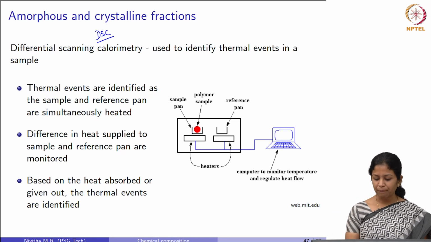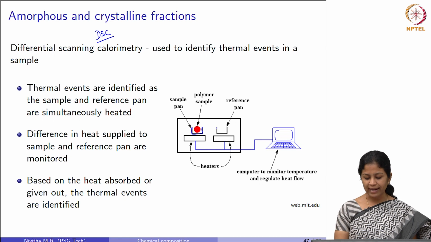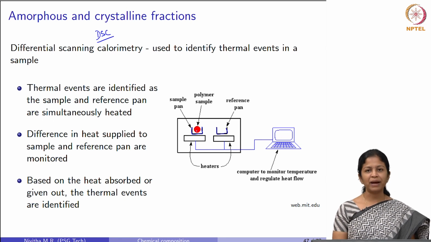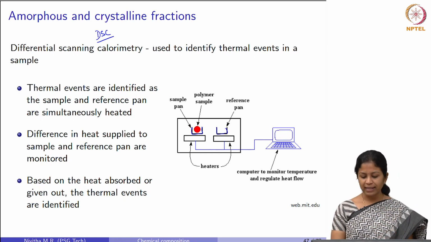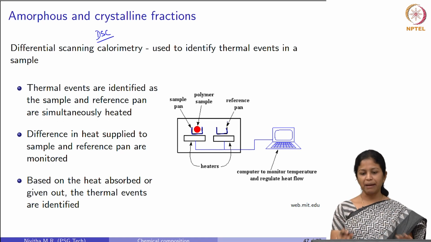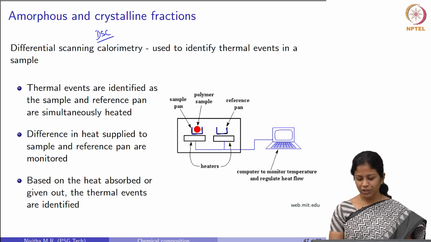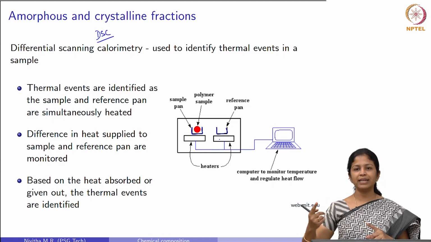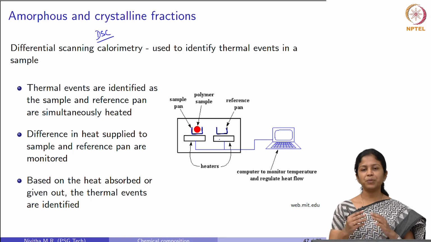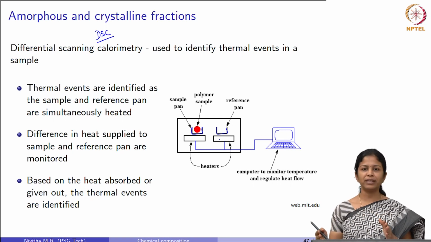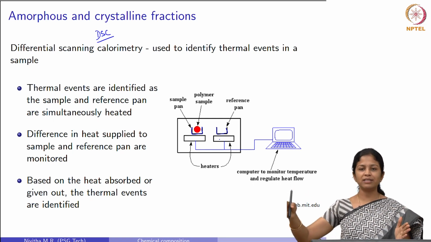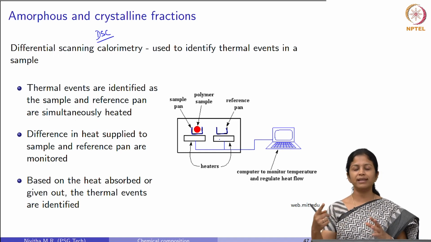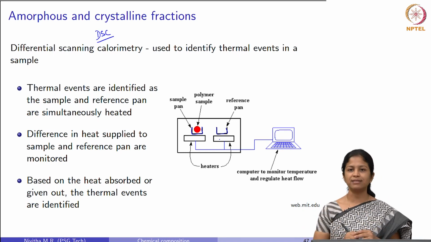We have a sample pan and a reference pan. In the sample pan, we place our sample, and the reference pan is just left empty. Both of them are attached to heaters, and then we specify a constant rate of increase in temperature. For example, we want the temperature to increase from 0 to 100 degrees Celsius at the rate of 1 degree Celsius per minute. Let us say it for an instance.